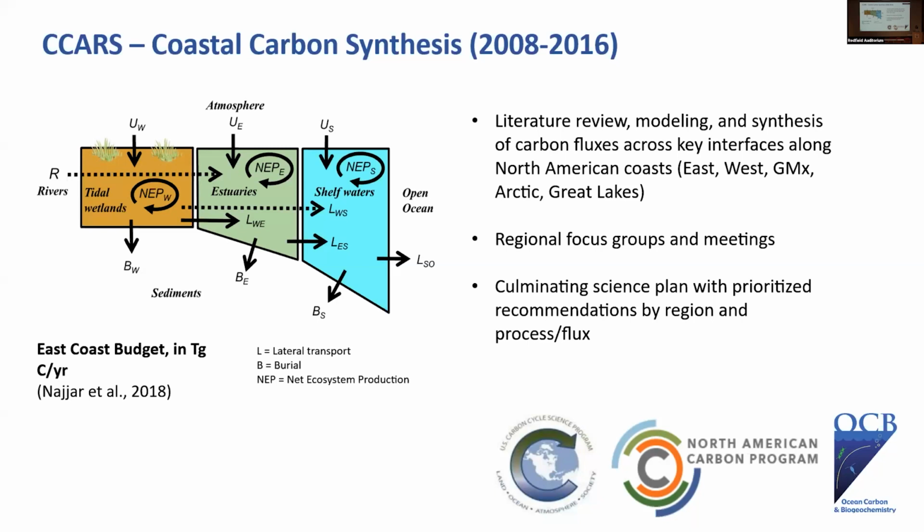They tried to figure out all these carbon fluxes and how big they are in the different regions. This is a figure from Ray Najar's synthesis from 2018, showing all the fluxes that they were trying to quantify from rivers to the open ocean. And this is for the East Coast.